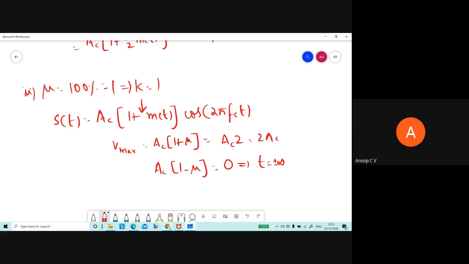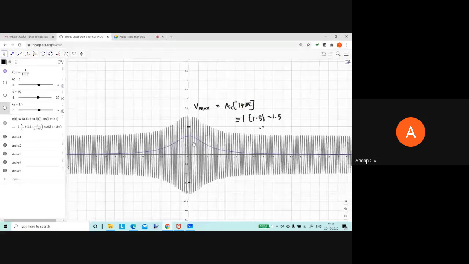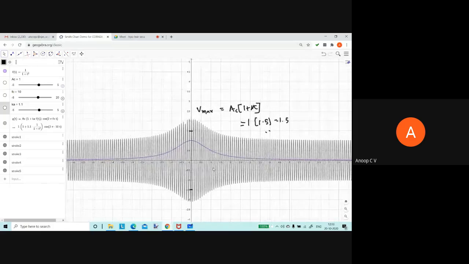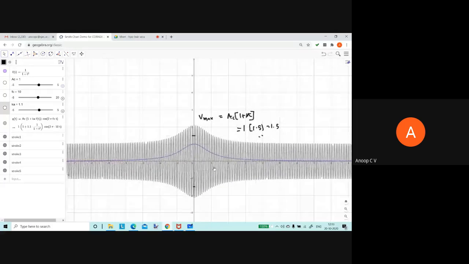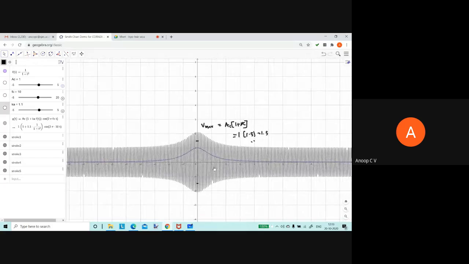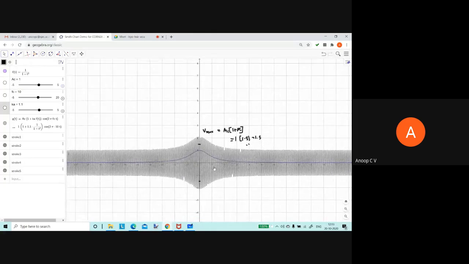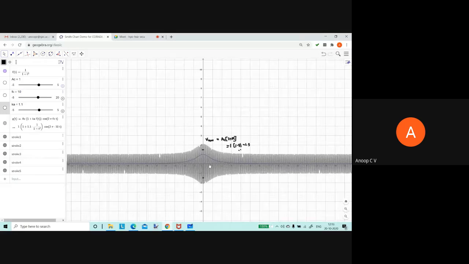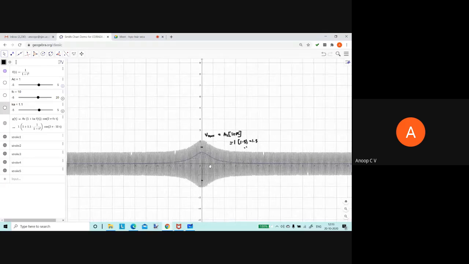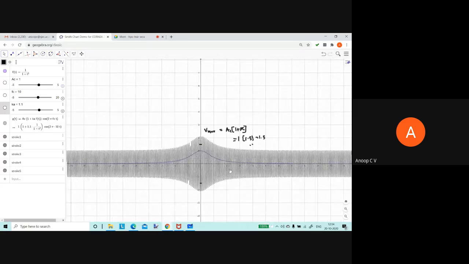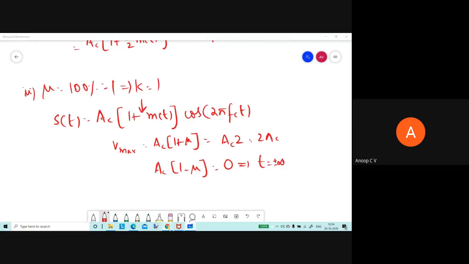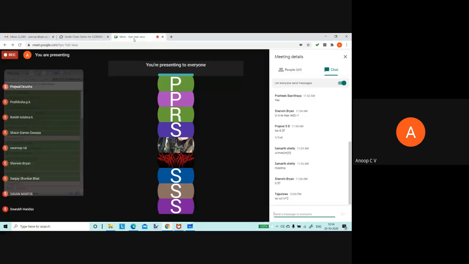So maybe we'll just examine whether it is the same. What is the maximum value here? You can see the maximum value here is 2, and it is decreasing. And if I zoom in further, you can see it is decreasing, and at the end, when t is equal to infinity, only at that time this minimum value of the modulated signal will happen, that is equal to 0. So this is how you should be able to plot this. Any doubt in this, please feel free to ask.